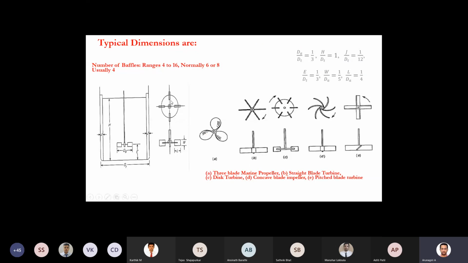So if you see the typical dimensions, here you have different types of propellers. A is propeller, B is straight blade turbine, C is disc turbine, and D is concave blade impeller. What we have seen is pitched blade turbines. If this is your vessel, this is the diameter of the vessel. That is the very first step in the design calculations. Then you have to fix this baffle, the baffling system.